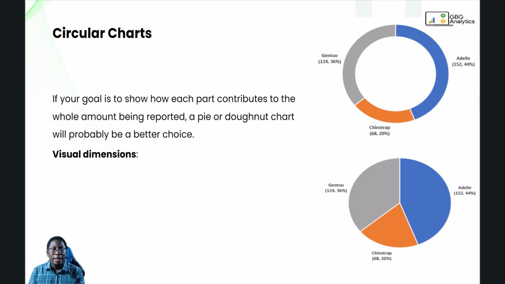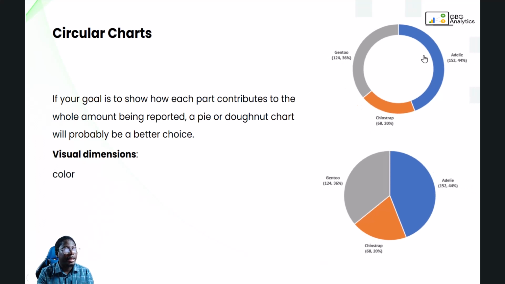Please note that circular charts may become challenging to read when there are many small slices. In such cases, consider using a bar or a stacked chart for better clarity. In a circular chart, we only have one visual dimension, and that is the color. For example, each slice is represented by a different color.